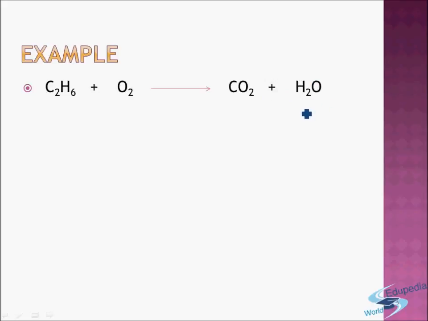So the question is, if I have 2 moles of C2H6 and 4 moles of O2, then first part, estimate the limiting reagent. Second part, calculate the leftover quantity of excess reagent, and third part, calculate the amount of products formed. So the same 3 parts we just saw: estimating the limiting reagent, calculating the amount of product formed, and calculating the leftover amount of excess reagent.